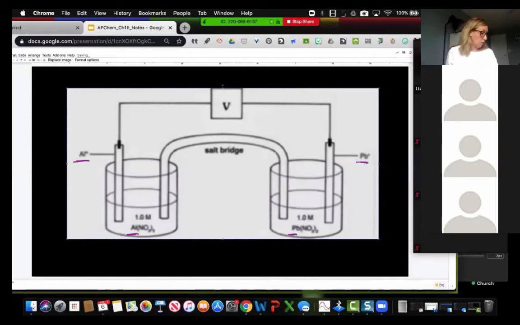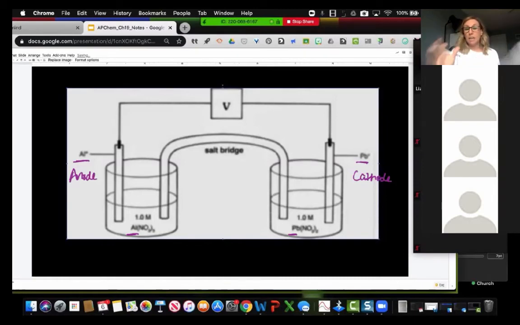So if you look on your chart, you are going to look for aluminum and lead. Aluminum is on the bottom, lead is on the top. That means in order to make this a positive E cell, the one that's on the top has to be the cathode. So aluminum's further down, so I'm going to make aluminum my anode, and lead is going to be the cathode. The reason I'm doing that is because lead is higher on the table than aluminum is.